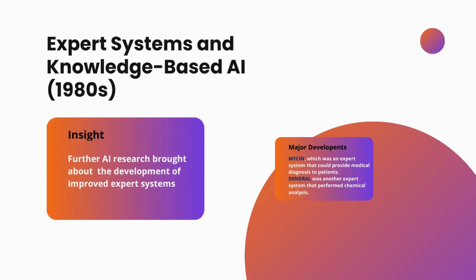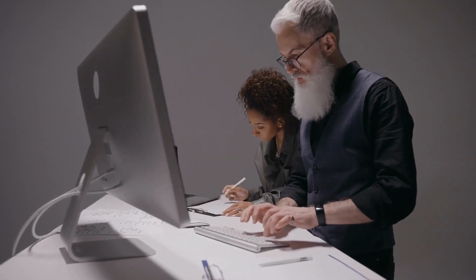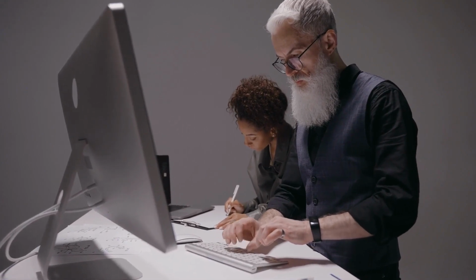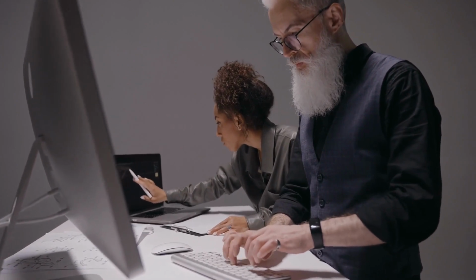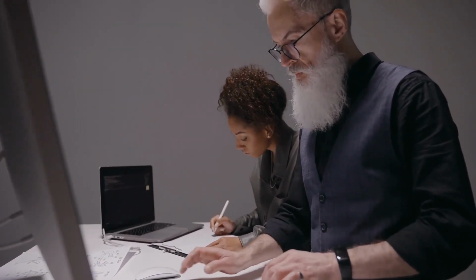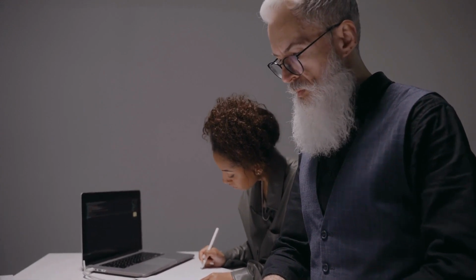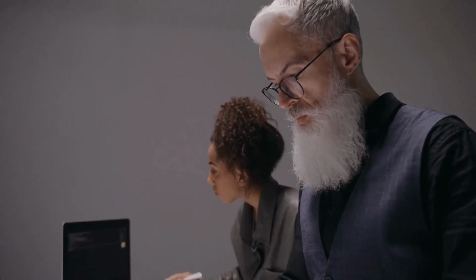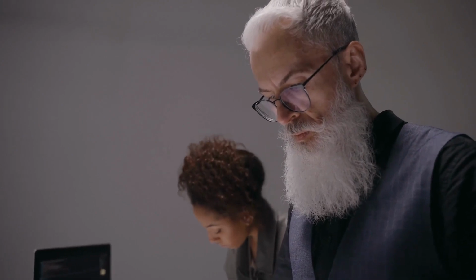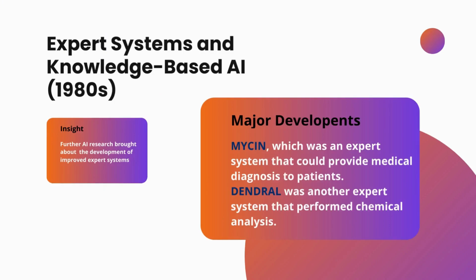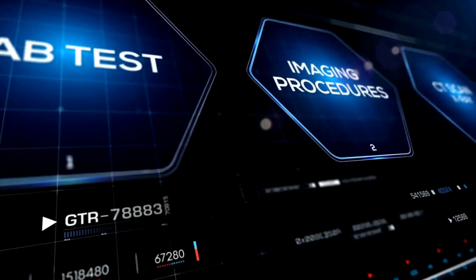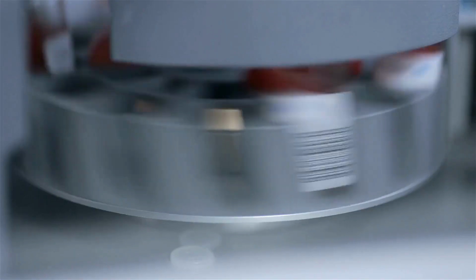Another great step in the journey of AI development was seen in the 1980s. Further AI research brought about a resurgence, especially with the development of improved expert systems. The expert systems that were created during this period used knowledge engineering to encode human expertise. This development made the systems capable of providing solutions to complex problems. The major landmarks that were brought to life in this era include Mycin, which was an expert system in the field of medicine that could provide medical diagnosis to patients. Dendral was another expert system developed in this time which performed chemical analysis.